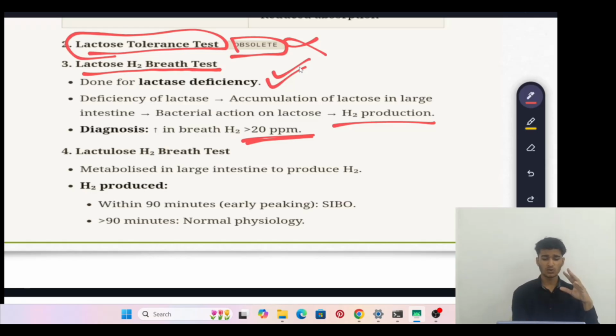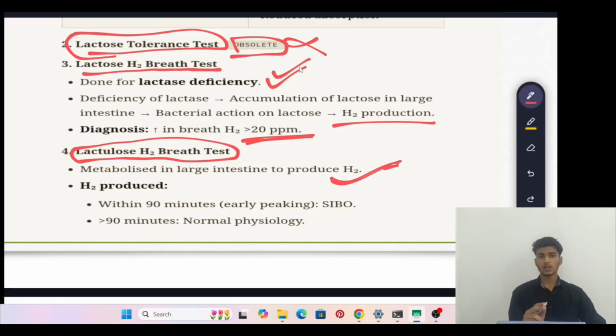Then there is the lactulose H2 breath test. What is the difference between these? I'll tell you. In the lactulose H2 breath test, the metabolism happens in the large intestine and it will also produce H2 gas, but the H2 gas will be produced within 90 minutes. If it is produced after that, okay, it is normal. But if the peak is there within that time, we can say that okay, he is lactulose positive.